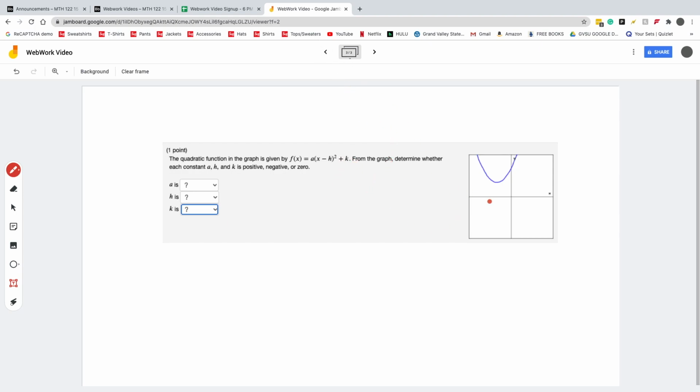Looking at A, it opens up again, so A would have to be positive. H would be the x value, so that would be negative, because you can tell that the x value would have to be negative, because this is the vertex. And then the K value, the y value, would have to be positive, because it's on the positive side of the y-axis.